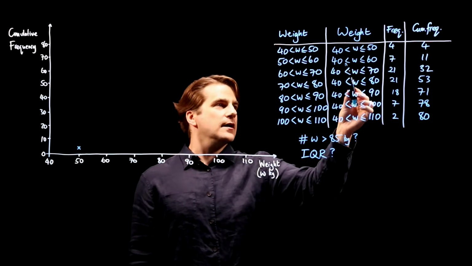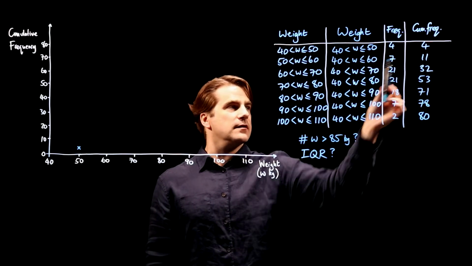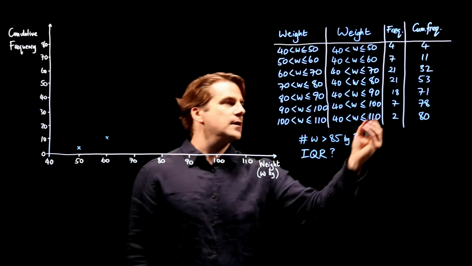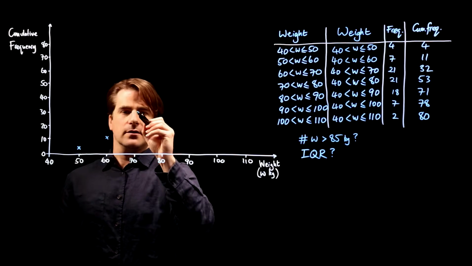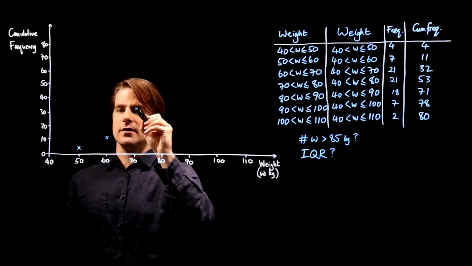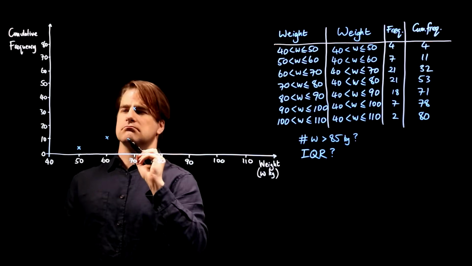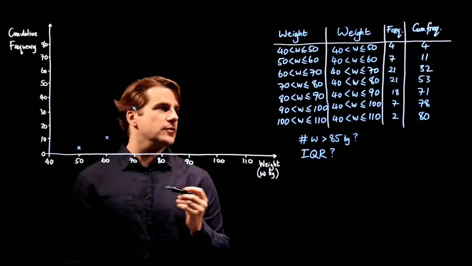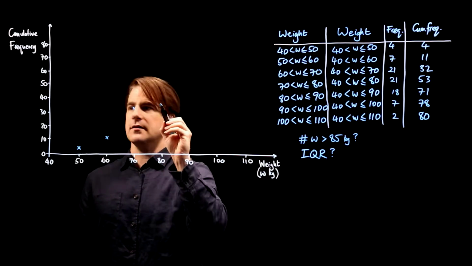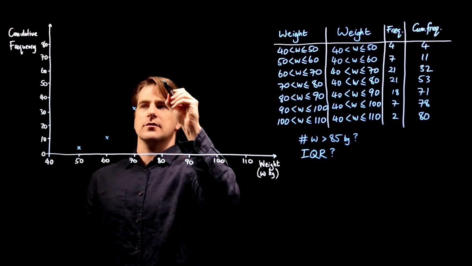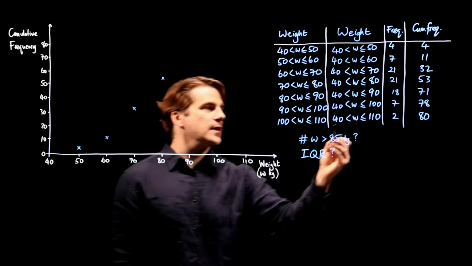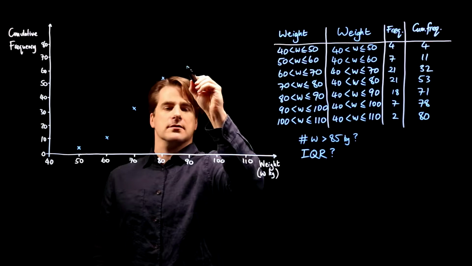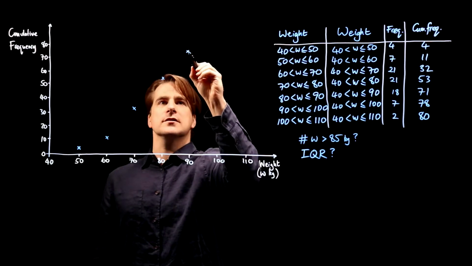Okay, here 60 and 11. So 60 and 11. 70 and 32. 70 and 32. Yeah. 80 and 53, or rather 18 plus 53. X is 80, Y is 53, which is about there. 90 and 71. 90 and 71 is there-ish.